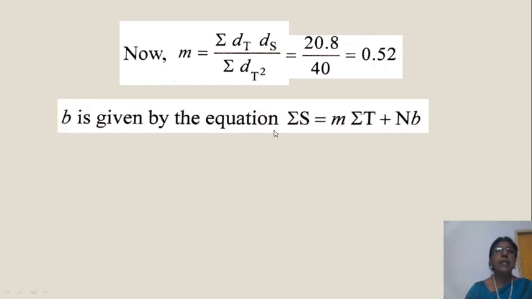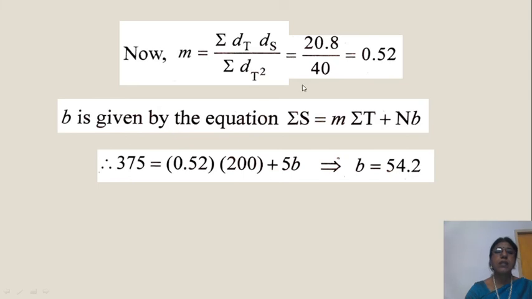B is given by the equation sigma s is equal to m sigma t plus nb, along with sigma y is equal to a sigma x plus nb. Sigma y is equal to a sigma x plus nb. The constants can be changed in any way. Substitute these values. Sigma s is 375, equal to m value 0.52 into 200, plus 5b.